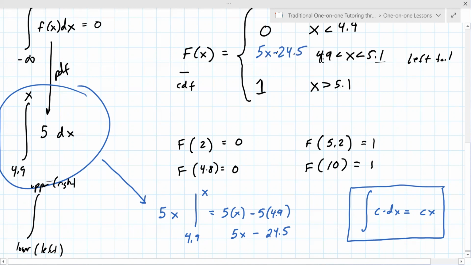I'm gonna just write this down here. And then we should do a few examples so you can get a feel for it. So 5x minus 24.5. Okay, so it's this here.